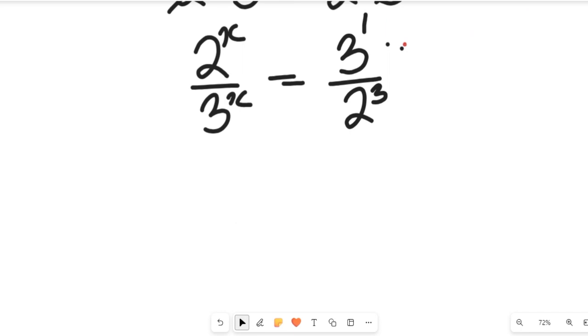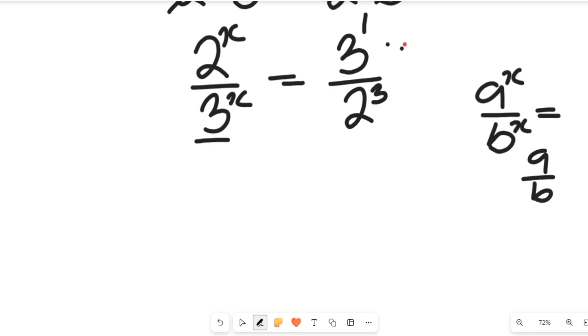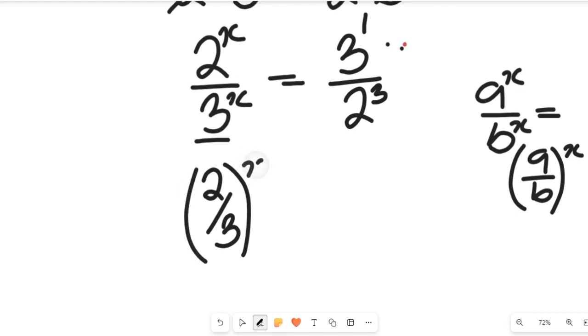Once we simplify further, what we are going to do is expand this using the law of indices. In that law, if you have a to the power of x divided by b to the power of x, this is simply equal to a divided by b, all raised to the power of x, because they have the same exponent. So we'll have 2 divided by 3 all to the power of x, and this will be equal to, on this other part, 3 divided by 2 to the power of 3.